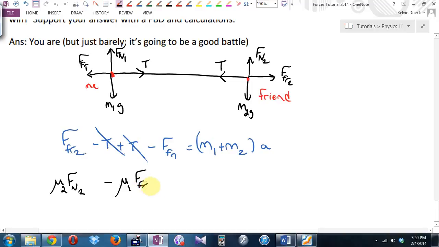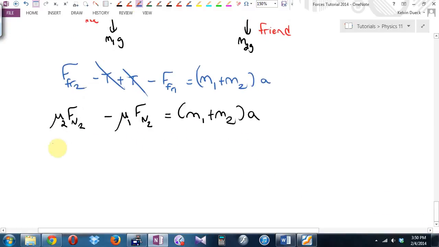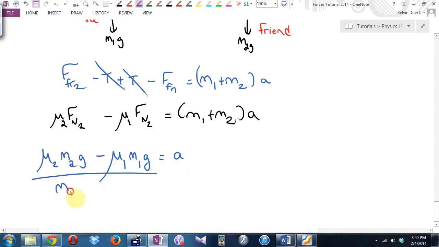Friction force, normal force number 2, that equals, I don't know normal force number 2. Oh, but look. I know another force that's the same size as normal force number 2, m2g. I don't know normal force number 1. Oh, but look. I know another force the same size as normal force number 1, m1g. So I think my next line, I can say mu 2 m2g minus mu 1 m1g equals, and let's get the A by itself on this line if that's okay.